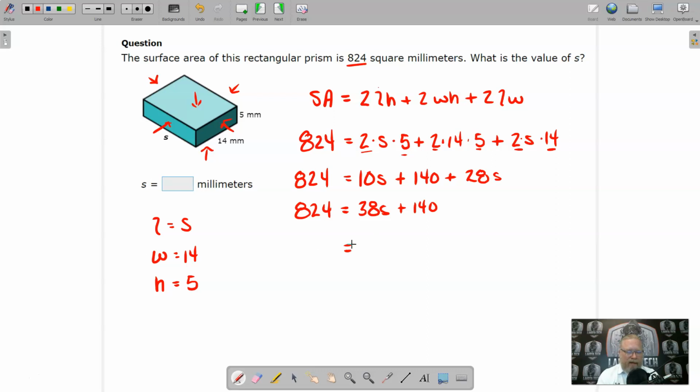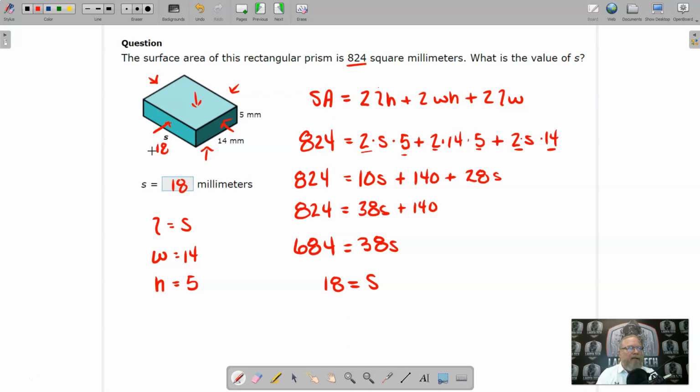And whenever I do that, that's 824 minus 140. And that's going to give me a difference of 684. And now I want to bring down my 38S. And now from there, let's divide both sides by 38. That's going to leave me with just an S on the right. And 684 divided by 38 is going to equal 18. So S equals 18.